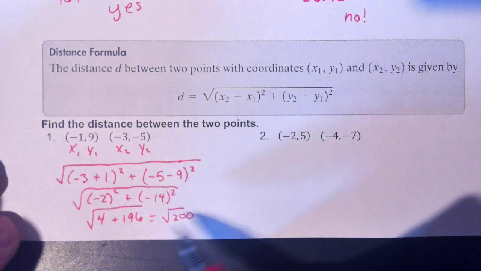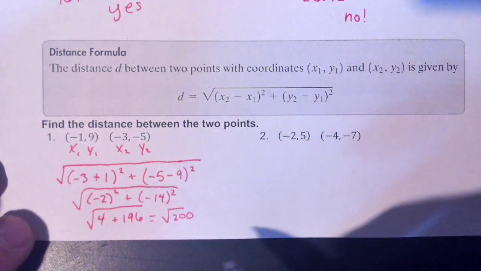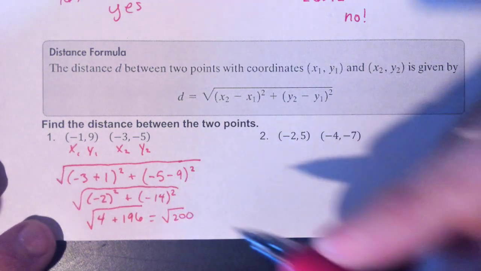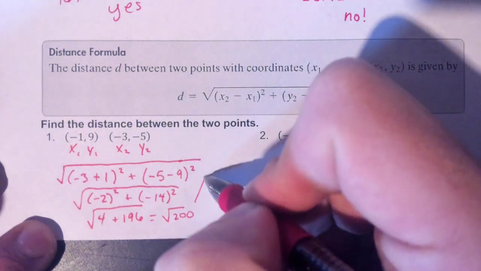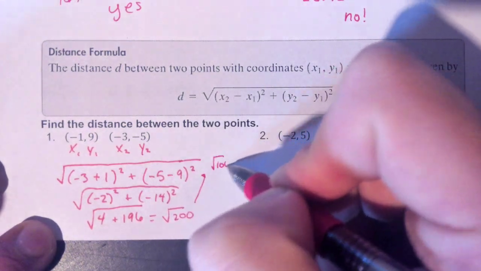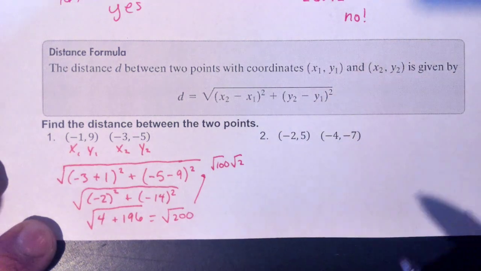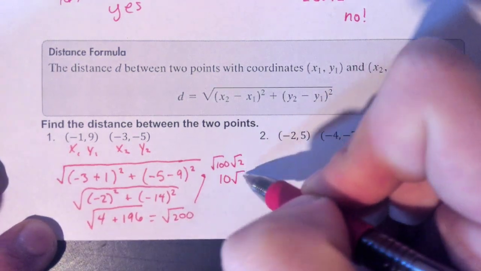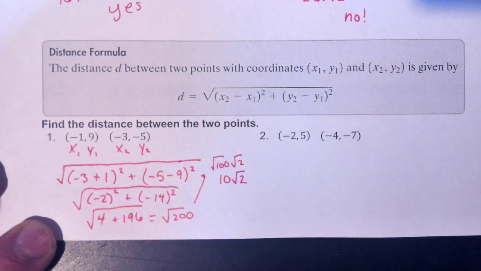Now we just got to simplify that radical. So what perfect square divides 200? Clearly 100, right? So it is the same as the square root of 100 times the square root of 2, which is 10 square roots of 2. So there it is in simplest radical form.